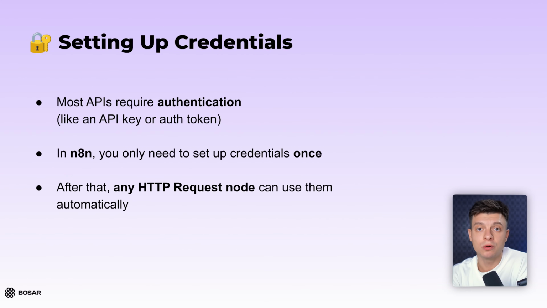Most APIs are locked down. You can't just send a request and expect it to work. You usually need an API key or auth token to prove that you're allowed to access that system. And you've already seen this in the tutorials, like when we had to connect to OpenAI, I had to copy and paste an API key to get it working, right? In n8n, by the way, this is super straightforward. You just set up your credentials once, and after that, any HTTP request node can use them automatically. Like when we added a new LLM node, we didn't have to copy and paste the API key all over again.